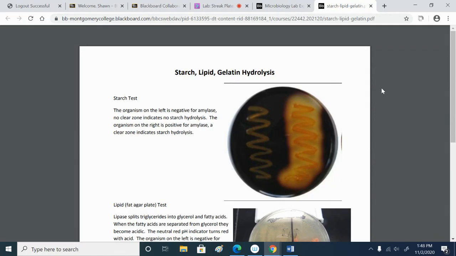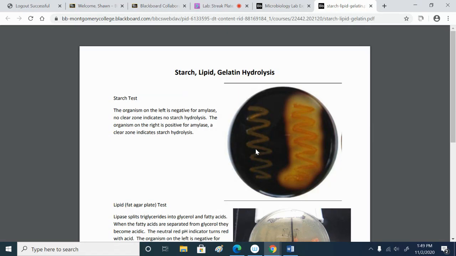So in the organism on the left, the organism is growing nicely. It's just a TSA plate, so most bacteria will grow on that just fine. But do you see any hydrolysis in the organism on the left? No, because it's all black. We see the growth on top, but all the agar is still black, so there's been no hydrolysis of the starch.